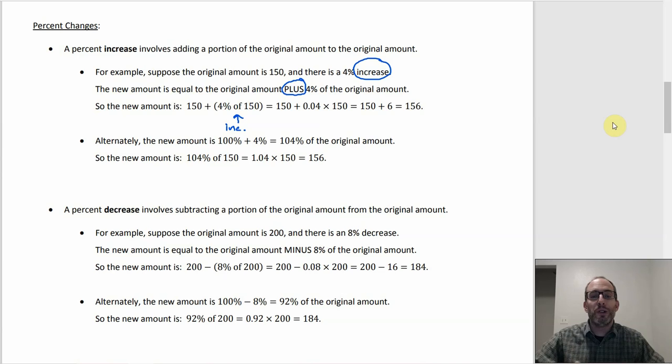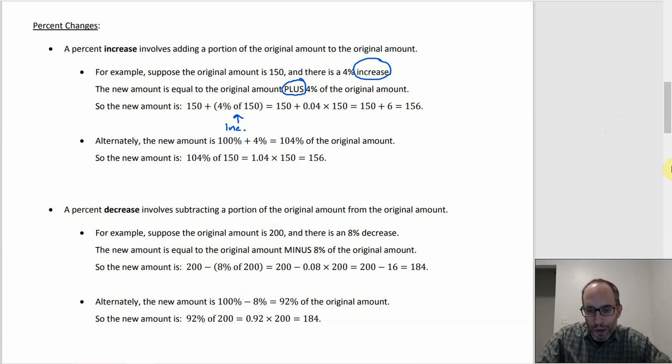So what you could do to get 104% of 150 all in one shot, you could just multiply the 150 by 1.04. And you'll get the same thing. You get the 156. So that also works if you want to do it that way, rather than having the increase as a separate thing, and then you add it to the 150. If you want to do it all in one fell swoop, you could just multiply by 1.04.